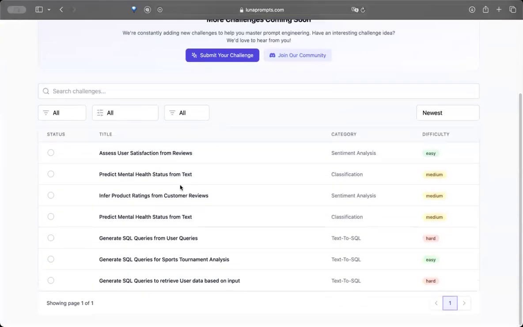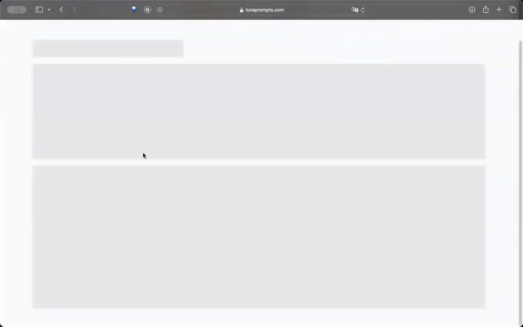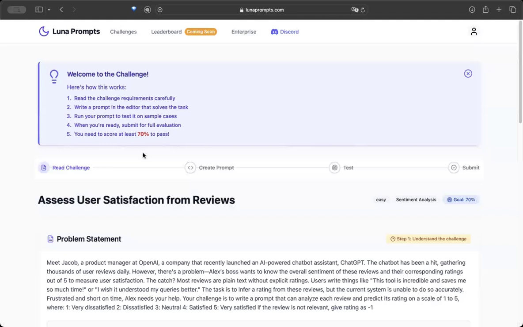So as you can see, they're quite new. They have around 7 challenges, and we're going to tackle one of the first ones, which is of easy difficulty. So here in the platform, you go to challenges, you pick the challenge that you want to do, and this is the workflow that we have here.